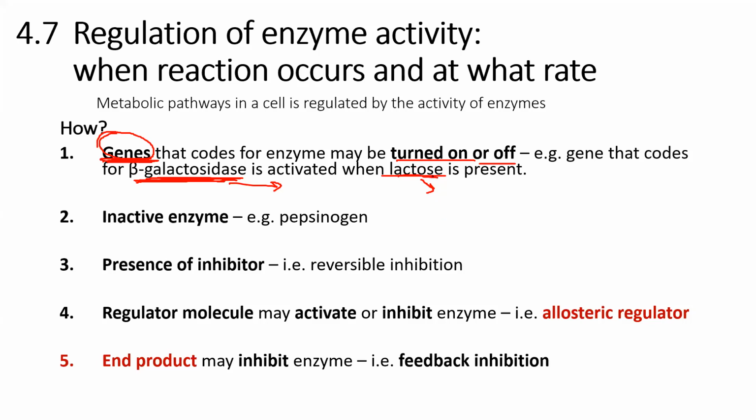So that is how you turn on genes to synthesize enzymes. You have certain situations that will turn on the gene, or certain situations that will turn off the gene. In this case, the presence of lactose will turn on the gene to synthesize the enzyme beta-galactosidase to break down the lactose.